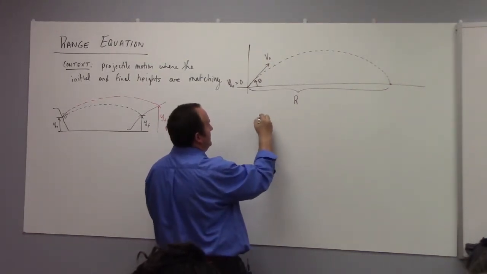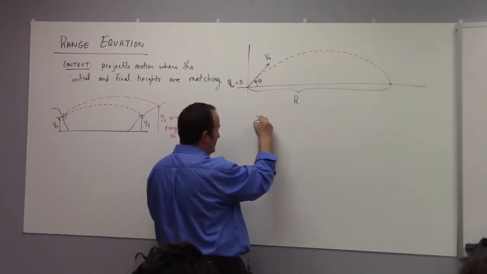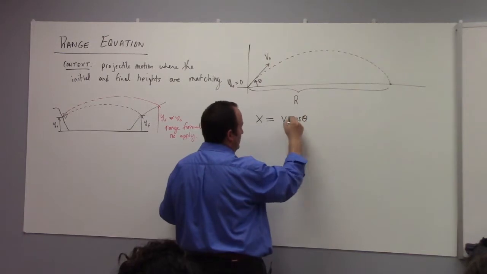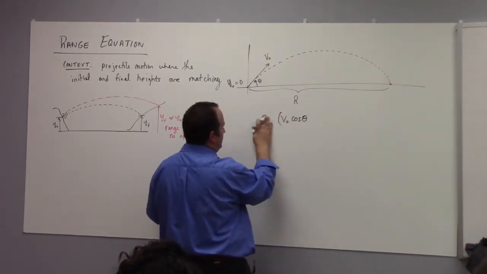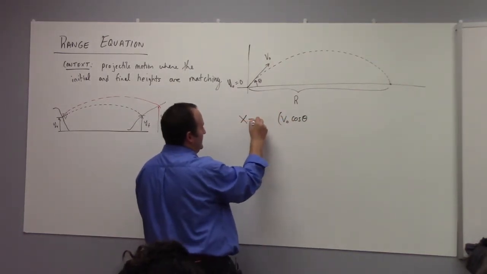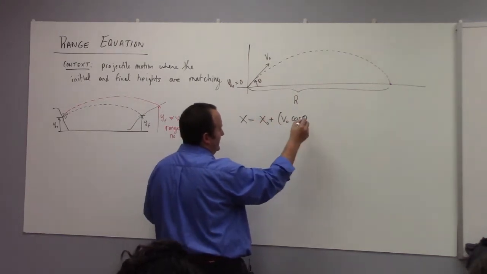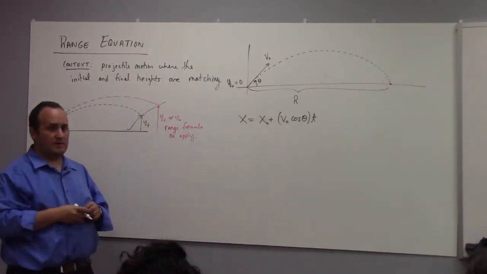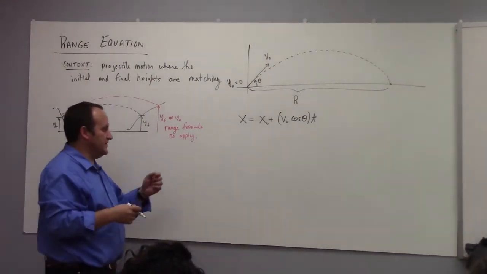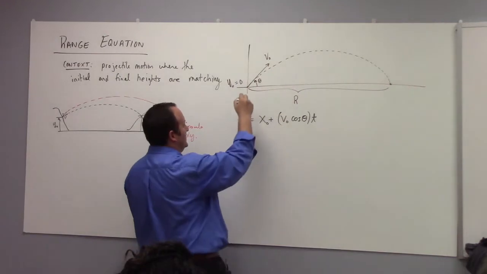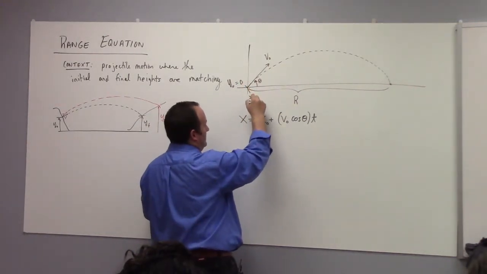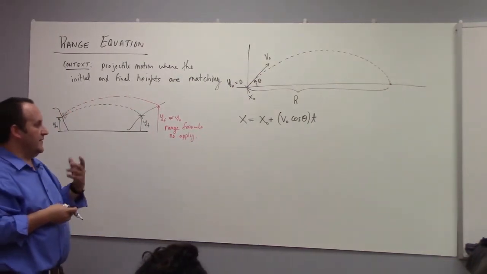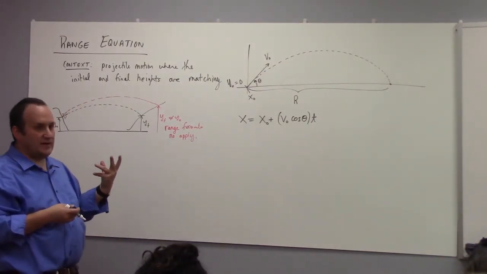So here's the formula. First of all, x is equal to x naught plus v naught cosine theta times t. The reason I write that down is very simple. This is the initial position, which I'm calling x naught for the moment. You could make it 0 if you want. So we have x equals x naught. And why the v naught cosine theta?